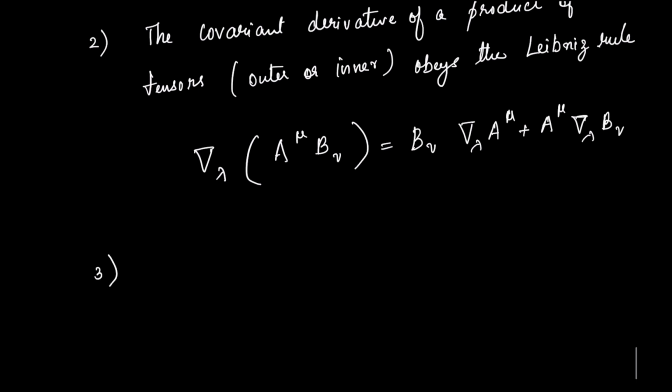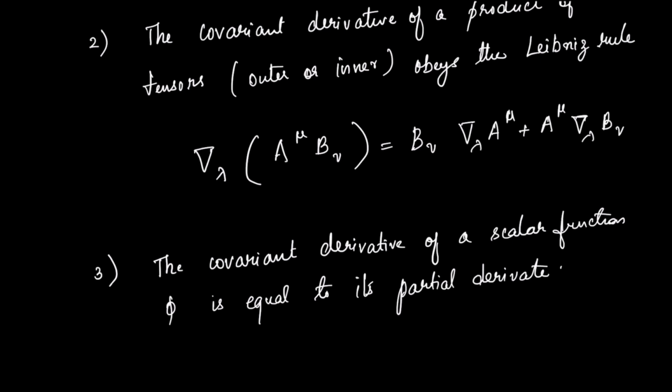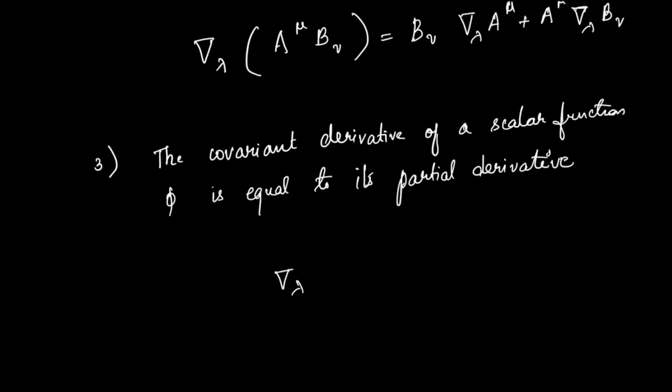Now the third rule. This we have already seen; in fact, we started with this one. The covariant derivative of a scalar function phi is equal to its partial derivative, right? This is very easy. The covariant derivative of a scalar function phi is equal to its partial derivative.